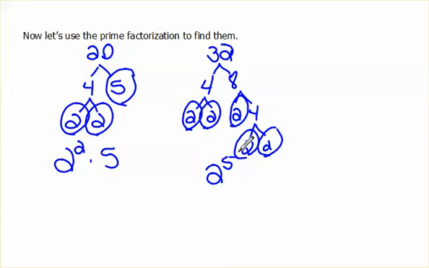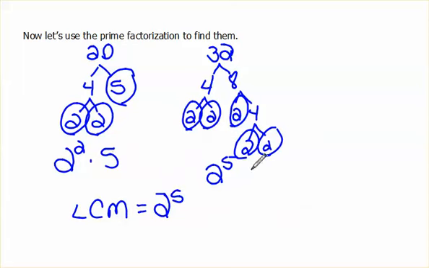What we do is we first take what they have in common and then everything else. So they both have a 2 in common. We want the highest amount of 2's that either one of them has. So this one is a 2 squared. This one has a 2 to the 5th. So the highest power of 2 here is 2 to the 5th. So we're going to use that as part of our LCM.